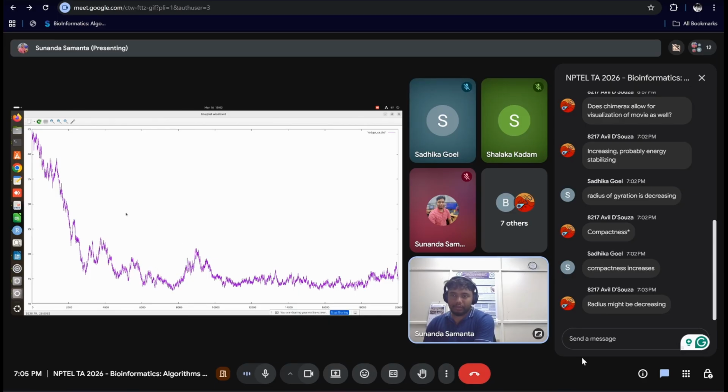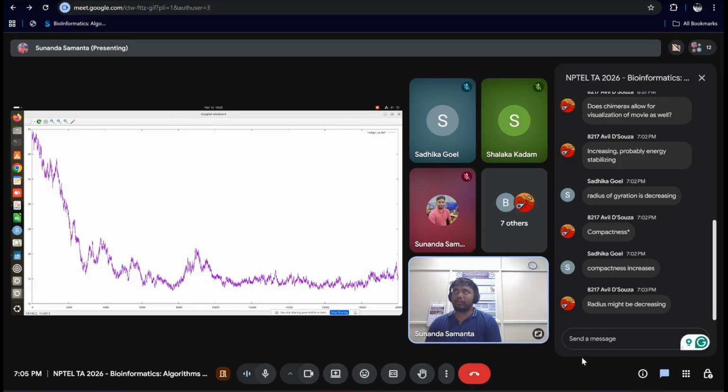Okay, so right from around 43 to 44 angstrom, it came to a value of around, let's say, 14 to 15 angstrom radius of gyration, right? That means it's quite increasing the compactness, right? So if you have a big trajectory, of course, it's always useful to visualize it.